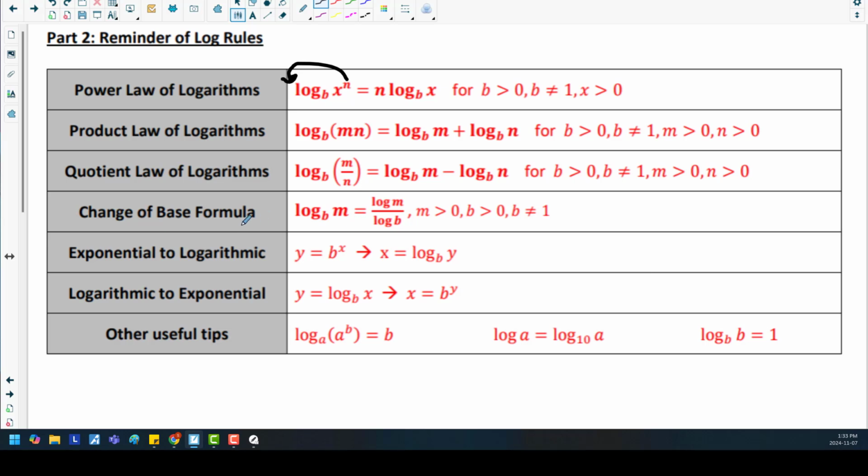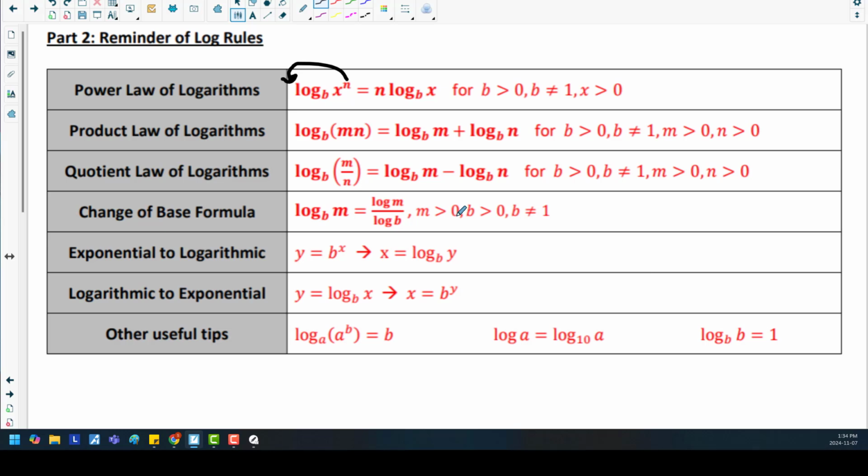We have change of base formula, which we went over in a previous lesson. Log base b of m is equal to log m over log b. This is very useful. This is what you use to solve a lot of problems using your calculator when you don't have log of that base value.